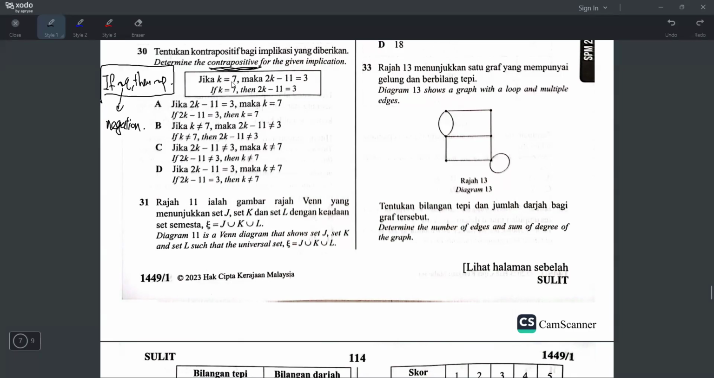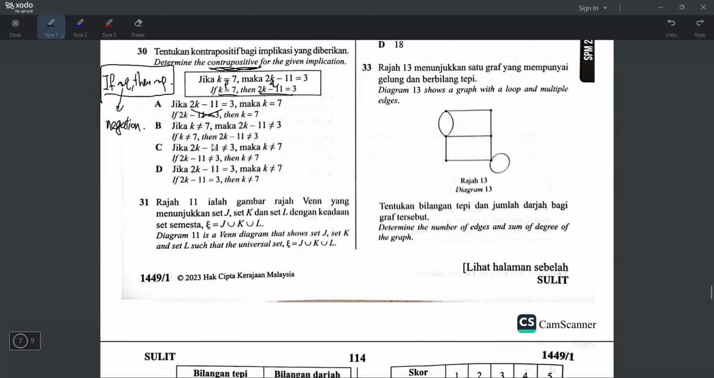So for the given implication, they already give us if something then something, so we have to underline this. This is the P. Underline this, write this one Q, right? But when you write contrapositive, you have to mention the Q first, and you have to do negation. It means you kena buat penafian. Negation in bahasa Melayu is penafian. So when you do negation for Q, dia akan jadi if 2k minus 11 not equals to 3.